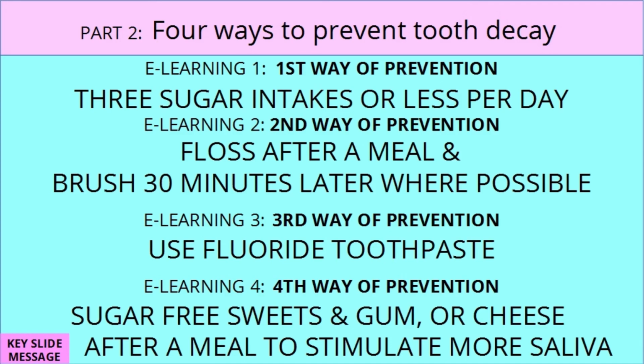E-learning 3, third way of prevention. Use fluoride toothpaste. E-learning 4, fourth way of prevention. Have sugar-free sweets and gum, or cheese after a meal, to stimulate more saliva.